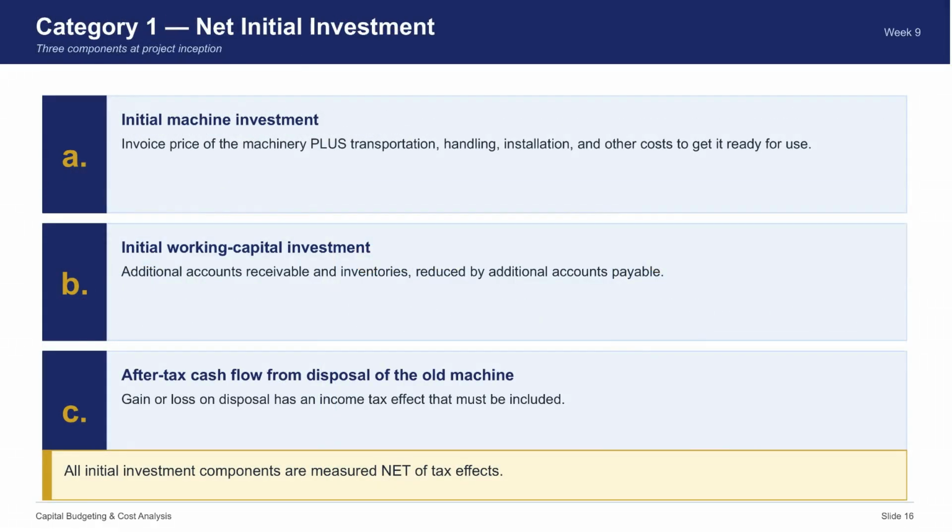Net initial investment combines three after-tax components. First, the machine cost. Invoice price plus transport, handling, installation, and readying costs. Second, the working capital outlay. Net increase in receivables, inventory minus payables. Third, the disposal of old equipment. After-tax proceeds or tax benefit on gains or losses. All components are measured net of tax.